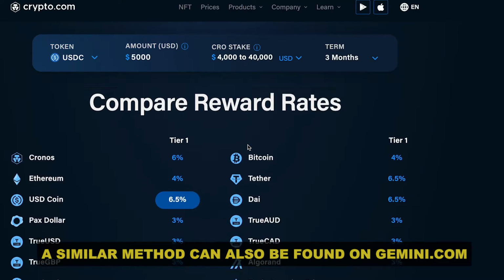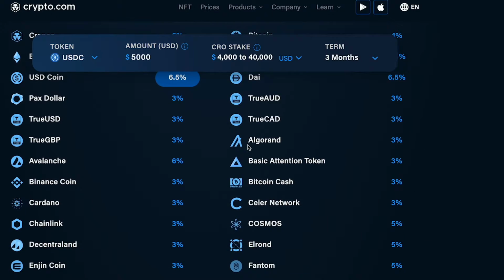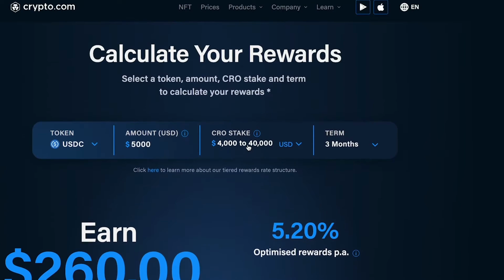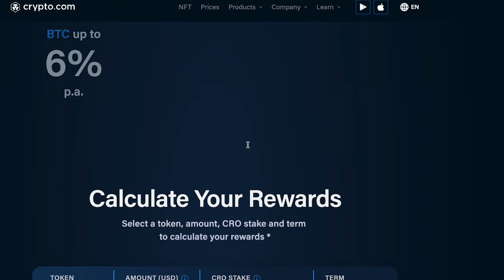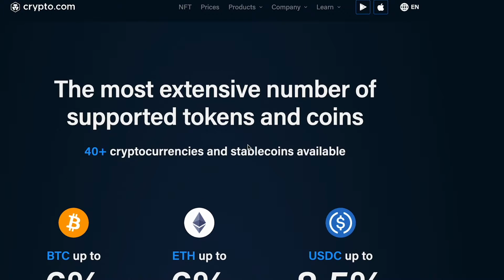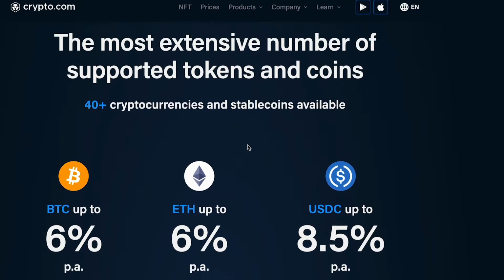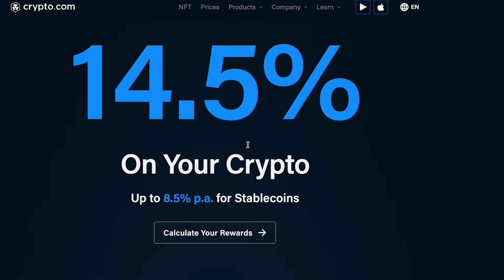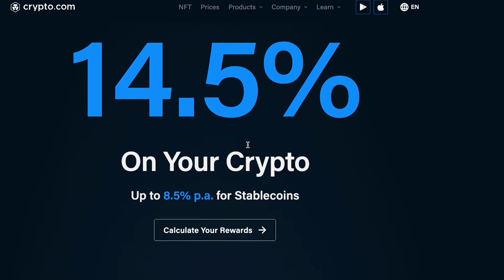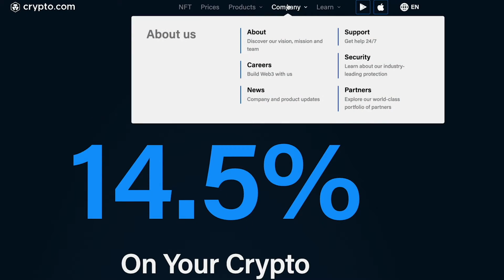A similar method can also be found at Gemini.com, another centralized cryptocurrency exchange like Binance, Nexo, or Crypto.com. If you want to put your cryptocurrencies to work, which is what you're doing here, you may increase your return on investment by 8%. Not bad. Let's compute those earnings now. Let's say that you want to purchase $10,000 worth of Bitcoin over the year. The return here won't be that impressive. It would just be $100.